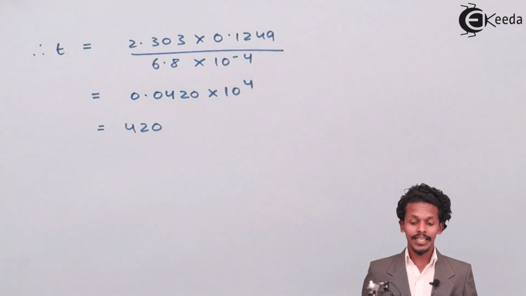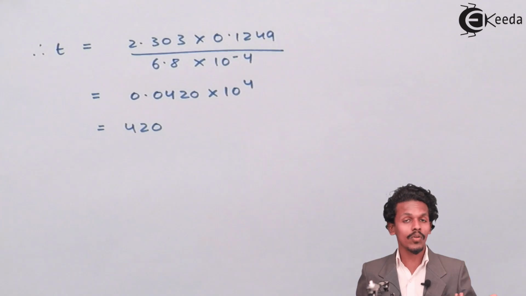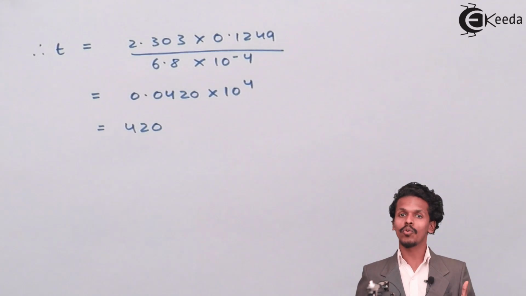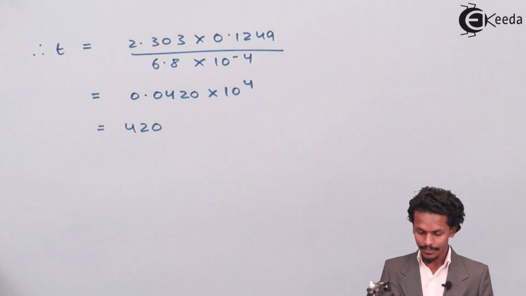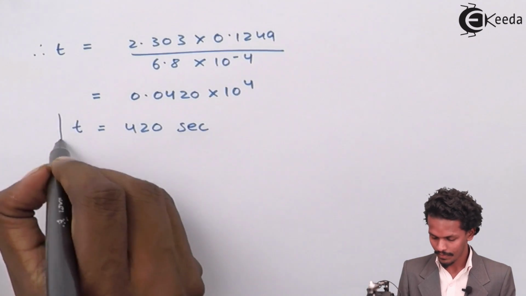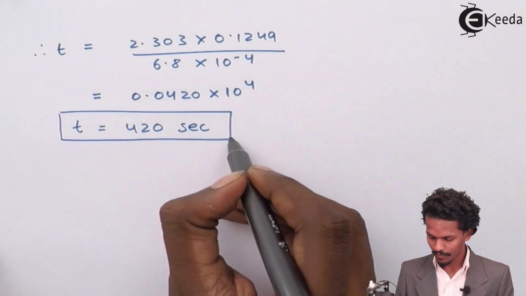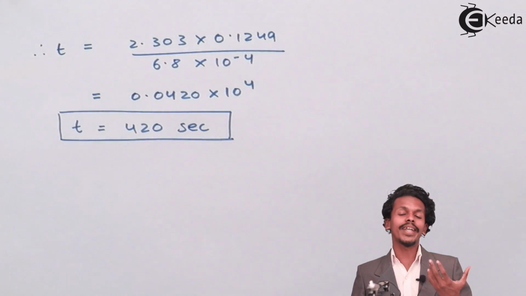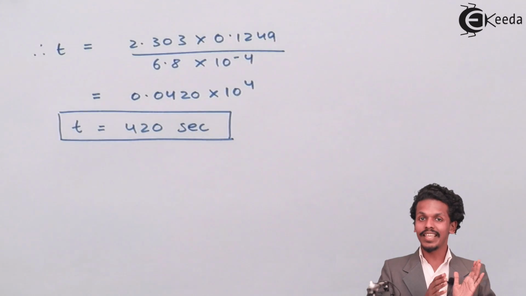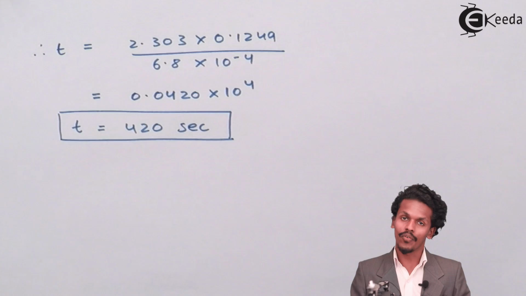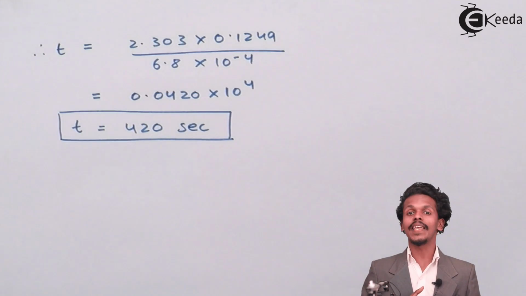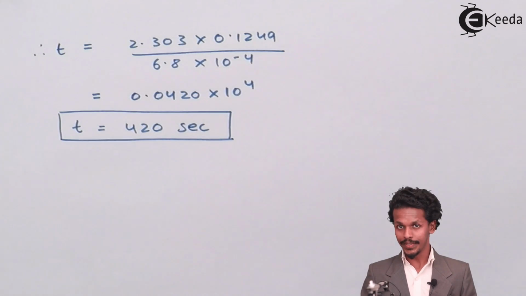And what would be the unit of this? The unit of rate constant was given in per second, so the time would also be in seconds. So it is 420 seconds. Which means 420 seconds will be required to convert 100% of the reactant to 75% of the reactant, and this was done with the help of the rate constant that was provided to us.